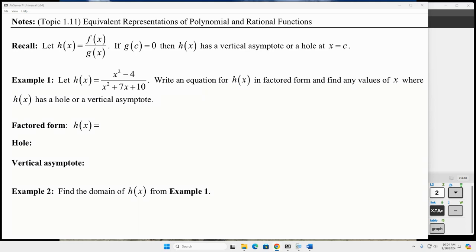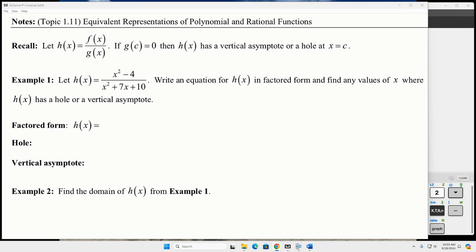All right, so this lesson we're going to spend 2 days on this topic. And so today we're just going to do the first page. And a lot of it is review. On this first example, everything we're doing, we've already done, except for writing out the domain in a formal way. So the title is Equivalent Representations of Polynomial and Rational Functions.